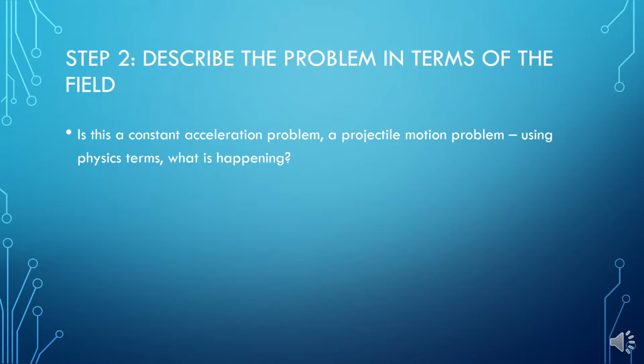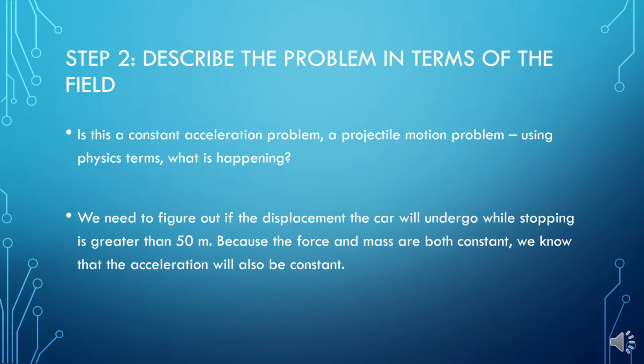And so how I would say is we need to figure out if the displacement the car will undergo while stopping is greater than 50 meters. The force and mass are both constant. Mass, not maths. The force and mass are both constant. And we know the acceleration will also be constant because force and mass are constant. So we have a constant acceleration problem. Really, we should figure out what that acceleration is.